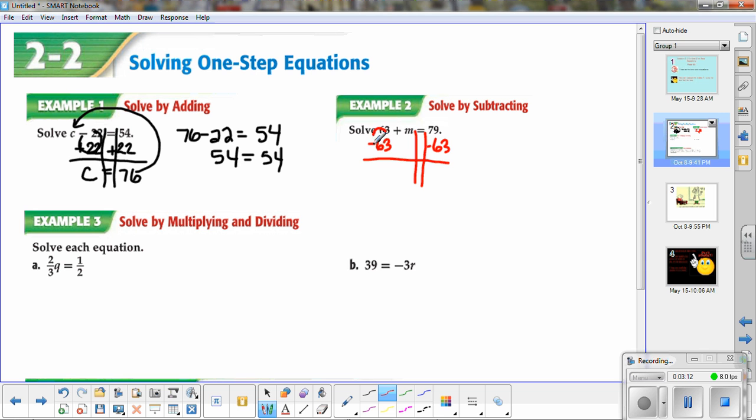63 minus 63 is 0. 0 plus m is just m. And on the other side, 79 minus 63 is 16. Now to check your work, you're going to take that and plug it back into here. 63 plus 16 should equal 79. 63 plus 16 is 79, so we know we have arrived at the correct answer.